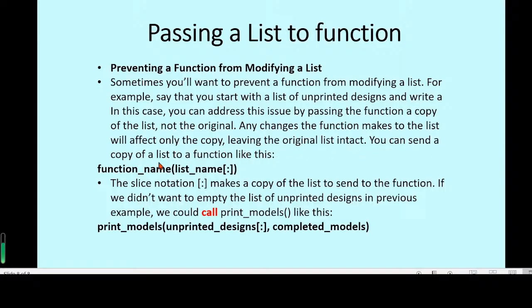So you can send a copy of a list to a function like this. If we call this function again, we can use the bracket colon. This is a copy of this list. So this list will not be changed after running the function. The slice notation makes a copy of the list to send to the function. If we did not want to empty the list of unprinted designs in the previous example, we could call printModels like this. So printModels, unprinted designs with a colon. So this list will not be empty after we have called the function.